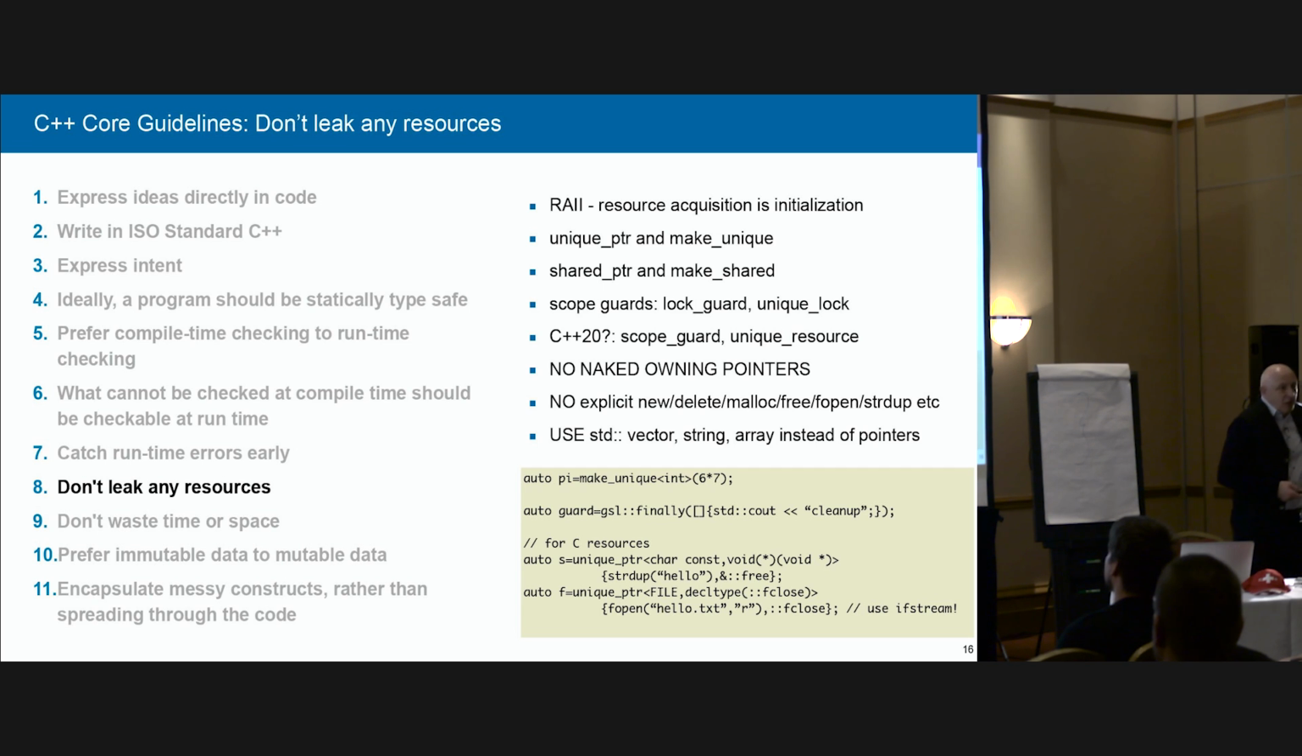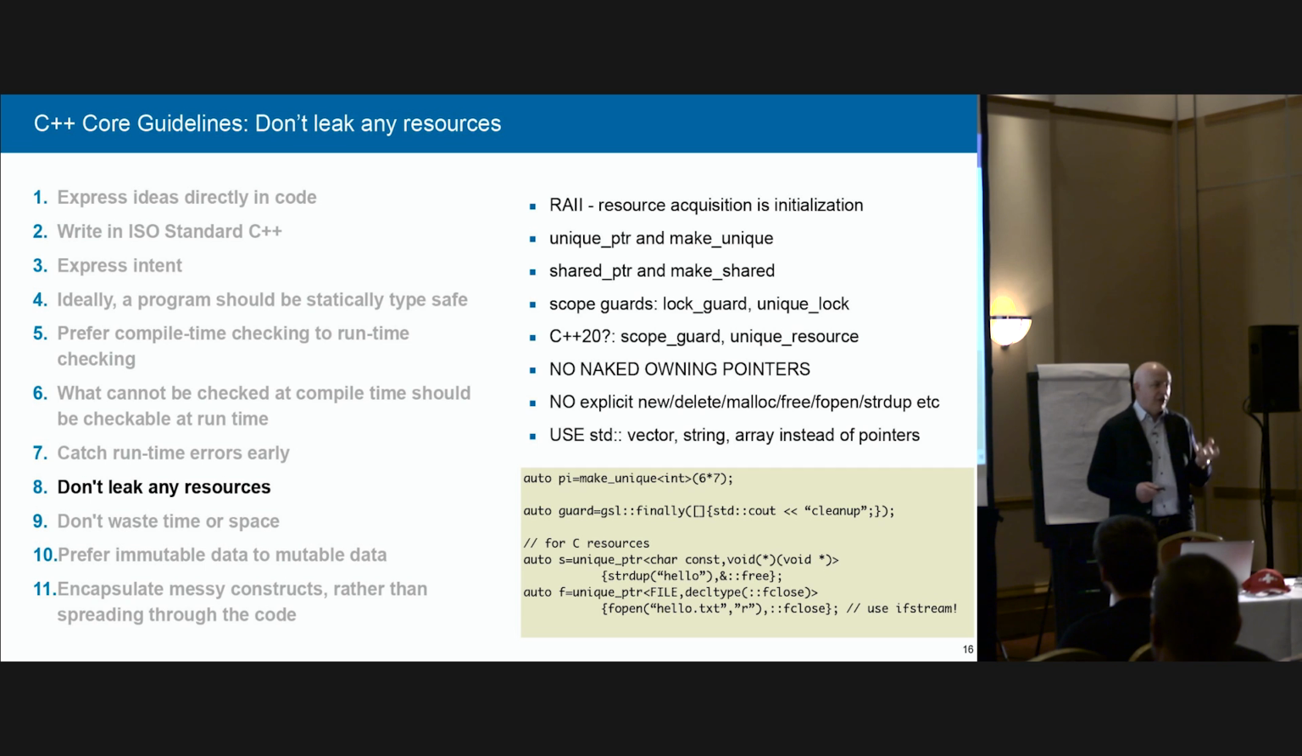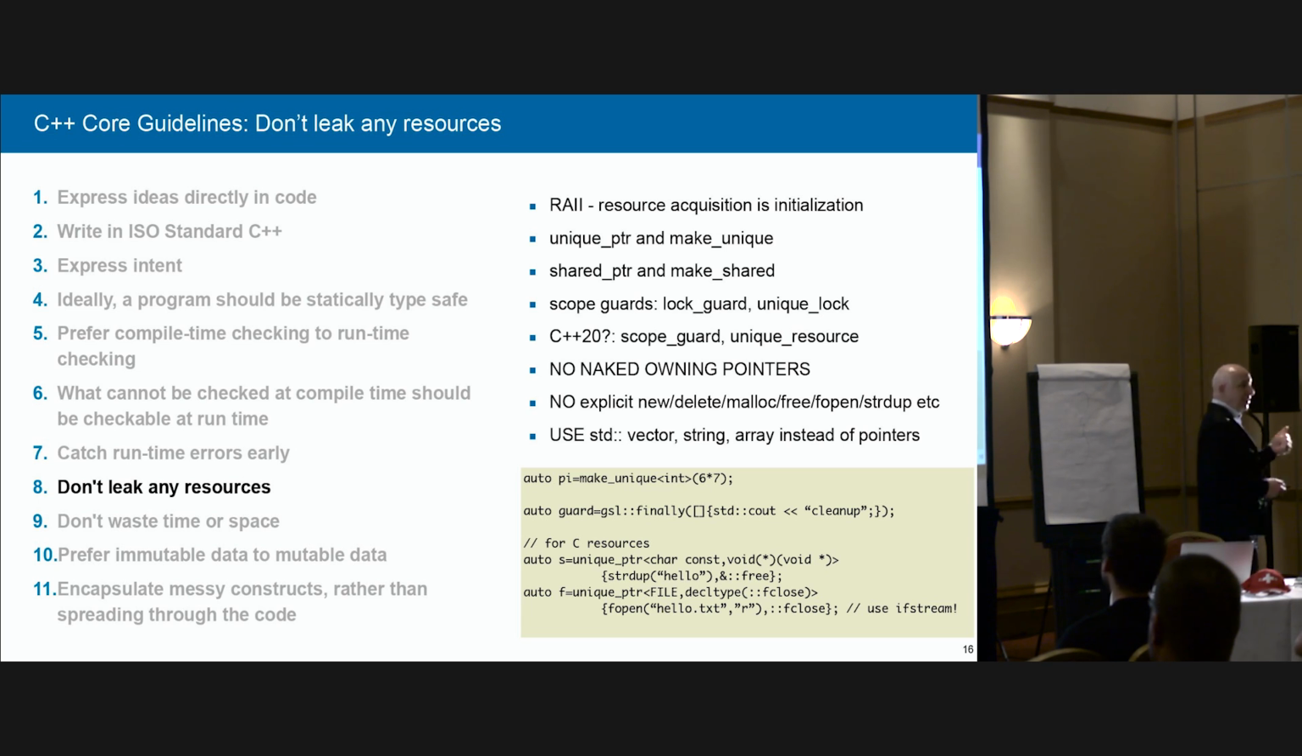The biggest thing is no naked owning pointers. So if you take one thing home and have pointers in your code that actually hold onto resources that you have to release at some point in time, get rid of that code, refactor your code to put them either in a unique pointer or some other RAII wrapper so you don't forget to handle ownership. Another thing, there's actually no need for calling new, delete, malloc, free, fopen, strdup, and things like that.